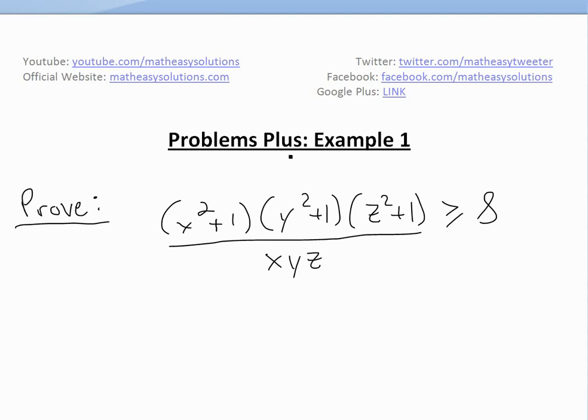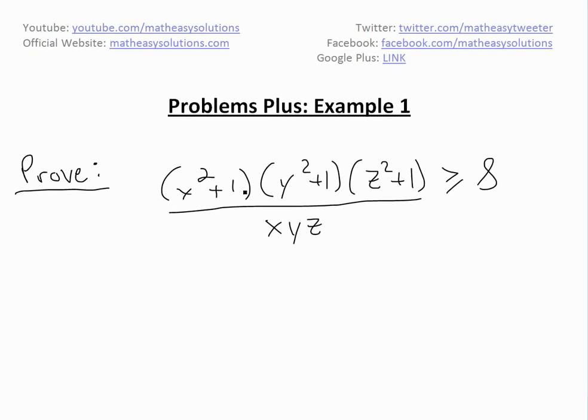So we're going to discuss some Problems Plus examples. Basically, look at this one here. In my calculus book, it has these Problems Plus after each chapter, which are pretty interesting and get you thinking. So this example: (x squared plus 1) times (y squared plus 1) times (z squared plus 1), all divided by xyz. It's saying prove that this is greater than or equal to 8.